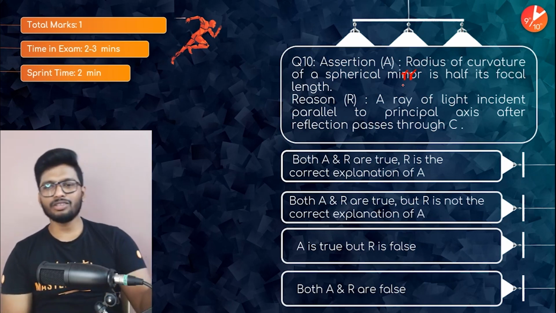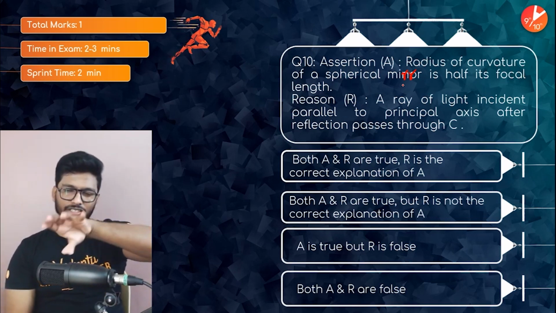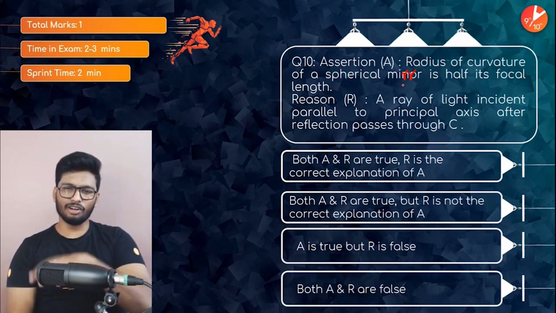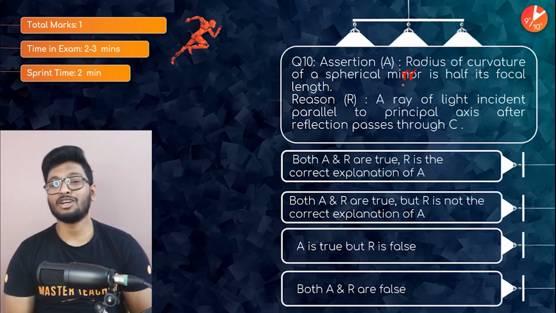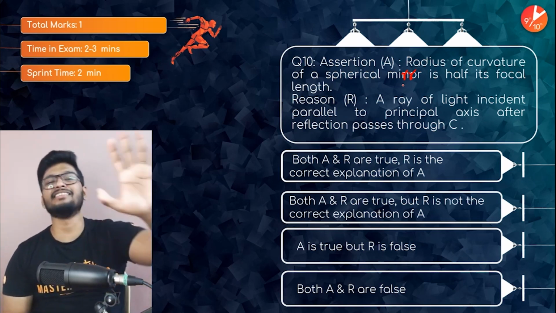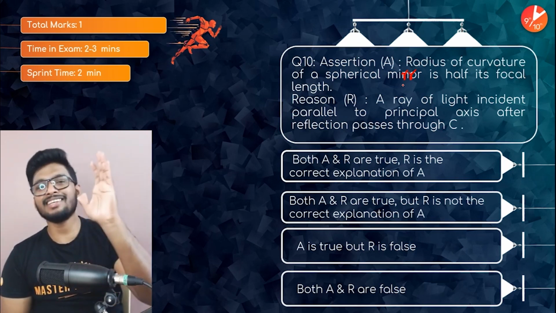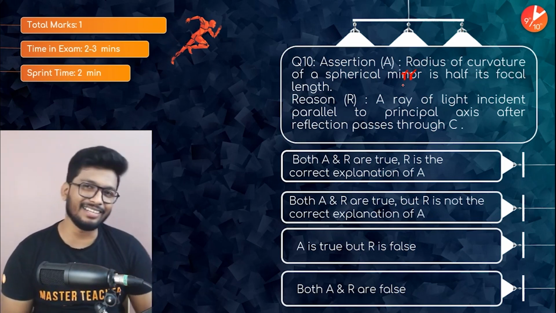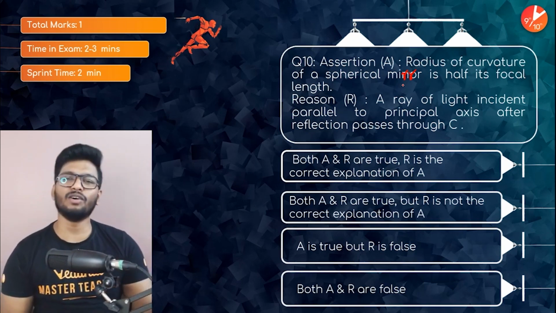Options are: both assertion and reason are true, and reason is the correct explanation for assertion; both assertion and reason are true, but reason is not the correct explanation for assertion; assertion is true, but reason is false; or both assertion and reason are false. 2 to 3 minutes in your examinations. I'll tell you honestly, it takes less than 30 seconds to answer this question. But nonetheless, read the statement carefully. If you need more time, pause the video and read it once again. Assertion is radius of curvature of a spherical mirror is half its focal length.